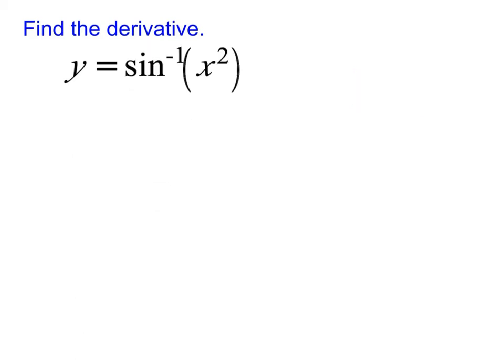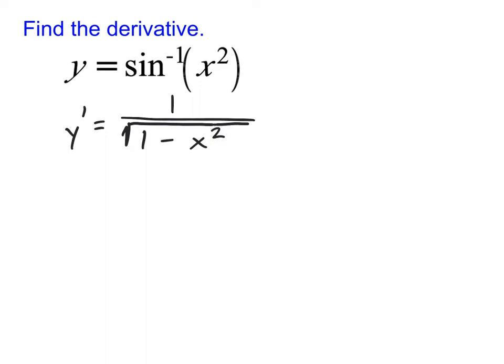Now practicing what we just picked up on yesterday. All right, so when we do this one, the basic derivative of inverse sine is this. Now, in this case, though, it's not inverse sine of x, it's inverse sine of x squared. And so that means we're going to be using chain rule.